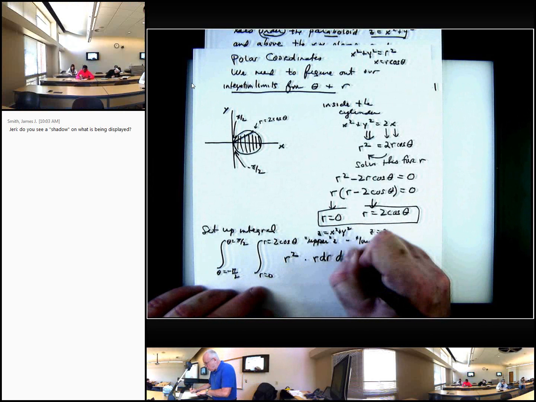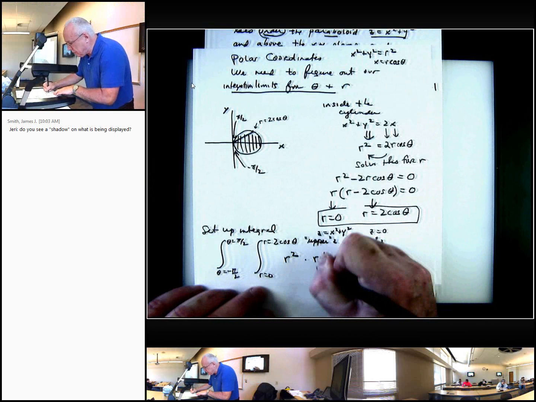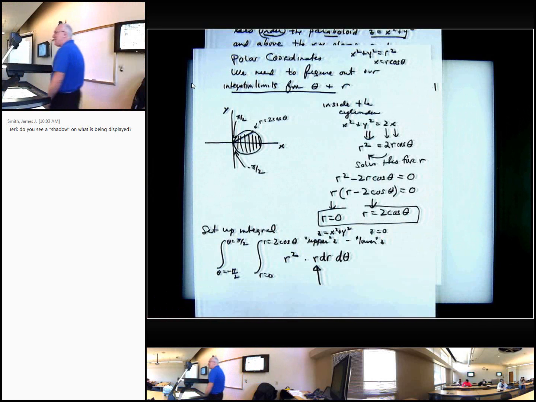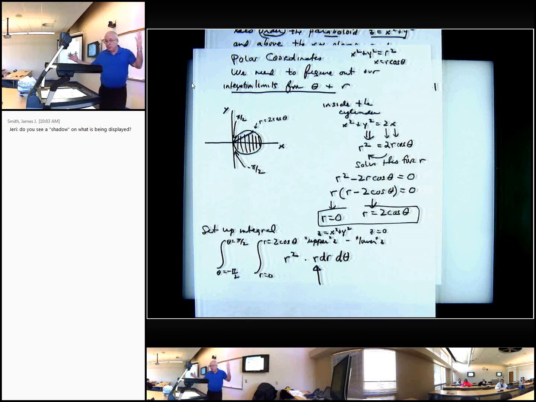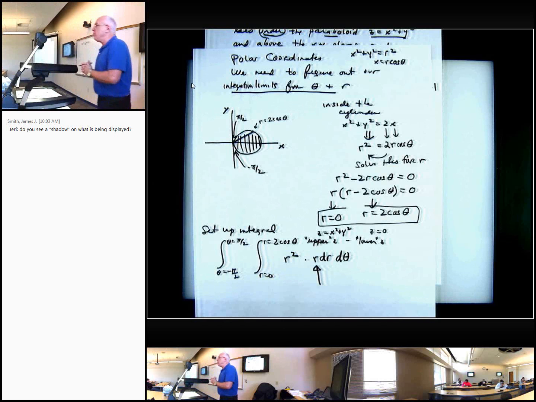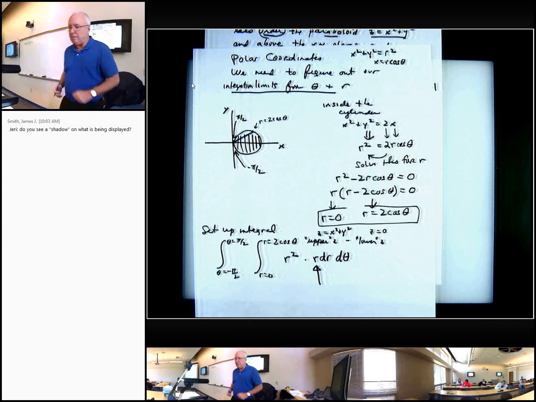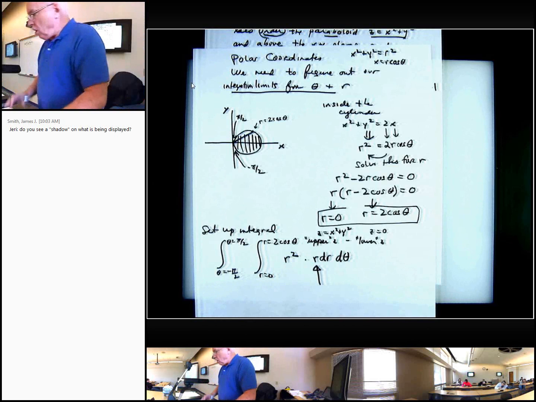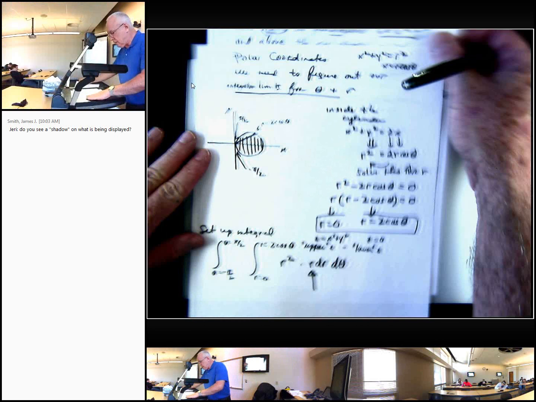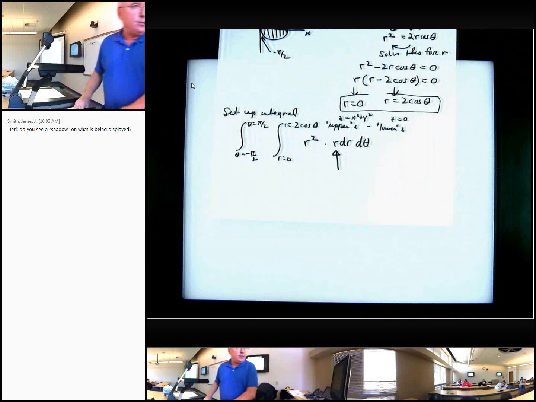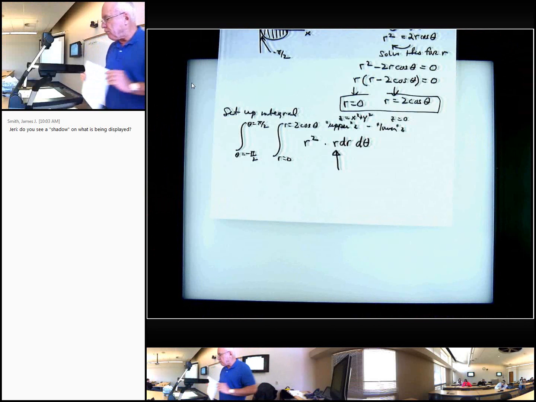Very good. Times r d theta. Please don't forget that extra r there. All right, so this is it. This is the integral now that we have to figure out. This will give us that value. And there will be a couple little tricky things here with this integral, I'm afraid.